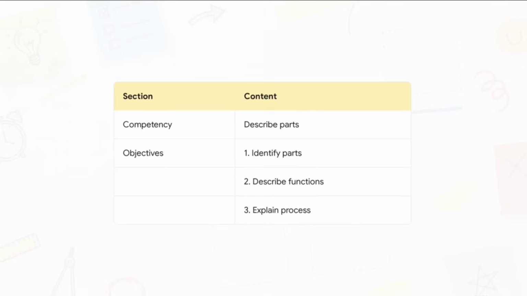Let's now fill in the objectives section together. Your objectives absolutely must match that competency we just wrote down. Notice how we break it apart here. We take that big competency and slice it into 3 specific, actionable objectives for our grade 5 kids. So we write 1, identify main parts, 2, describe functions, and 3, explain food processing. We write it exactly this way because we need to know the specific actions our students should be able to do by the time the bell rings.